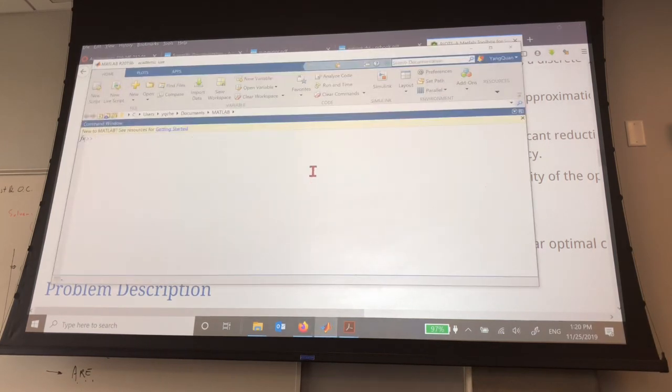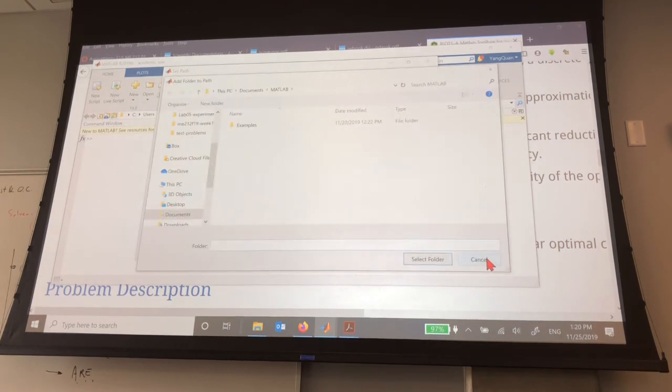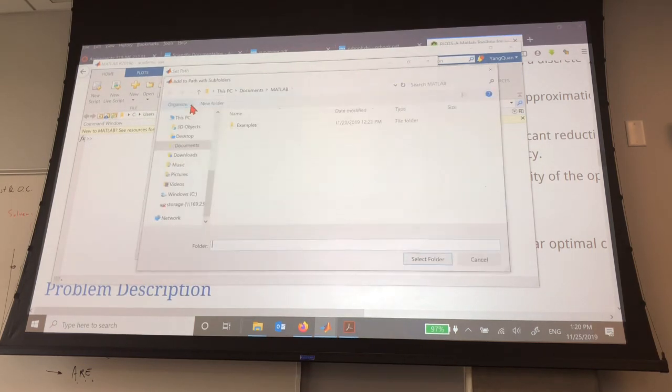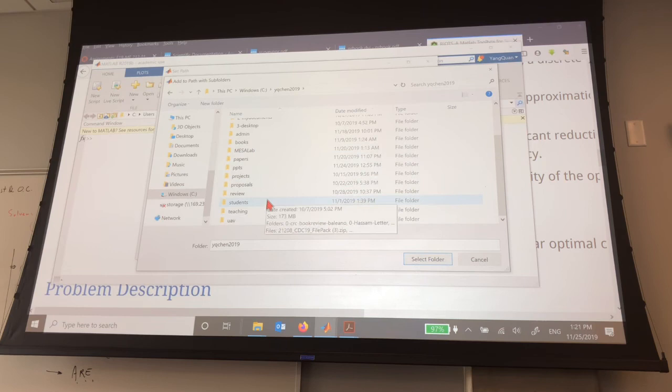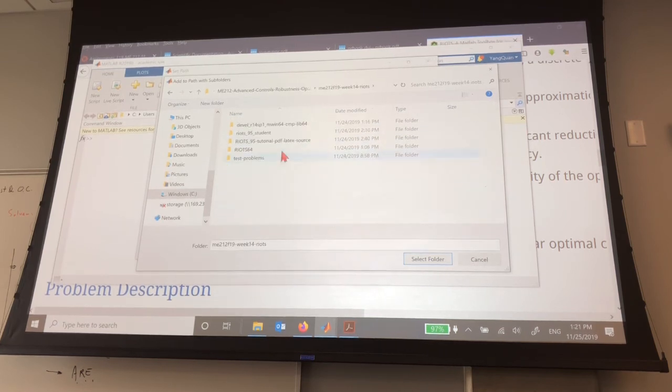So I'm already in MATLAB. How I can do that is to set path. Can you see it? I set path, I want to add folder, let's say add with subfolders. Okay? Can you see that? Add with subfolders. So what I do is go to my folder for teaching this course. These are the files. Let's go here. Okay?